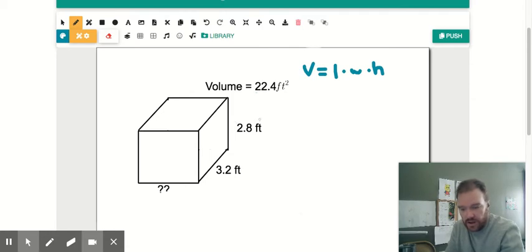All you got to do is take the two dimensions that you know. So in this case, we know the width and the height, 2.8 and 3.2. What I'm going to do is multiply those together. So I have my 2.8 times 3.2.